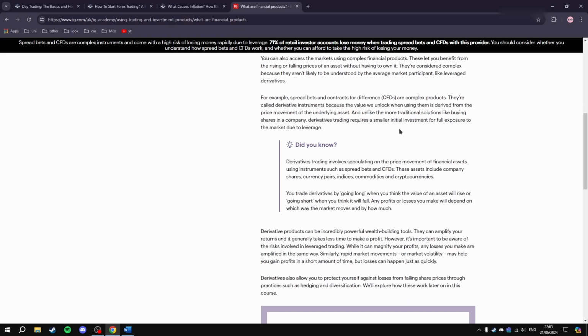You can also access the markets using complex financial products. These let you benefit from the rising or falling prices of an asset without having to own it.